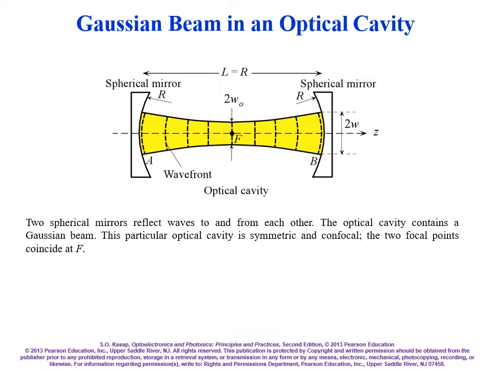Gaussian beam in an optical cavity. The two spherical mirrors reflect waves to and from each other. The optical cavity contains a Gaussian beam. This particular optical cavity is symmetric and confocal. The two focal points coincide at point F.